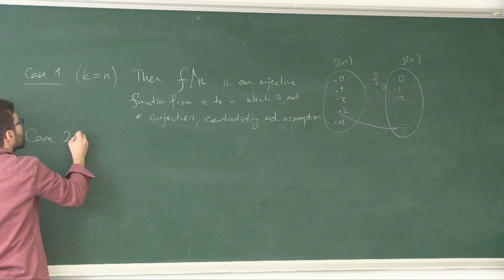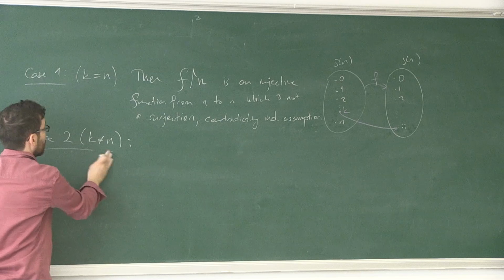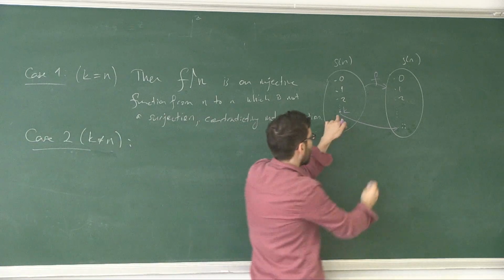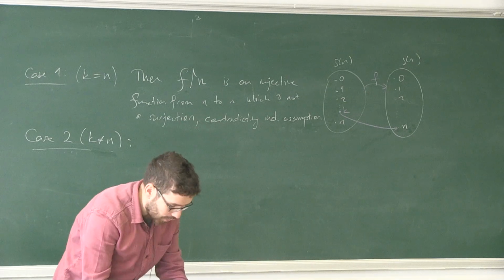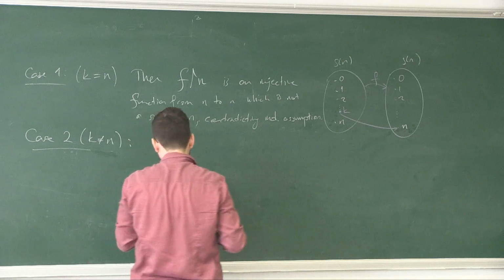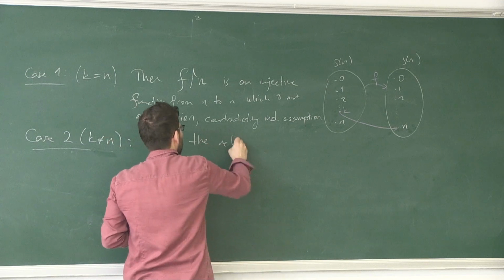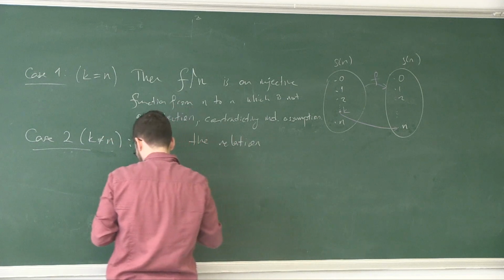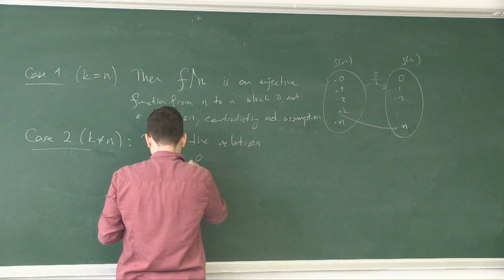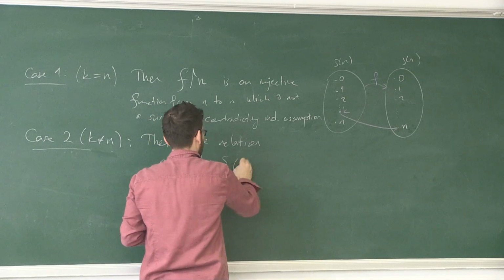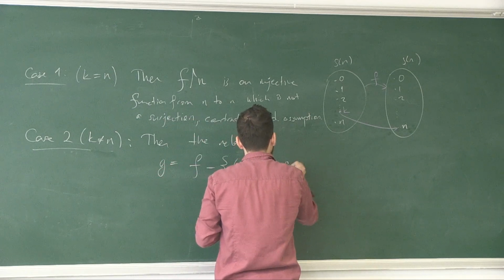Case 2, let's say that k is not n. So this k, which maps onto n, is something different than n. Here's what I'm going to do. Then the relation, okay. Let me write this down first, and I'm going to explain what's going on later.